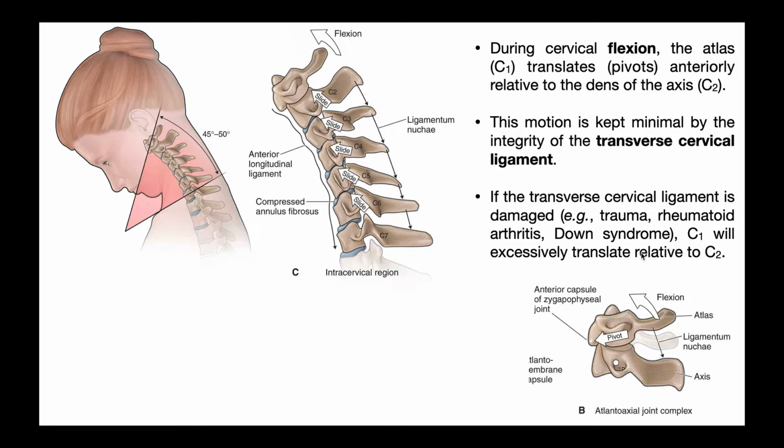And there's several conditions that can happen where the transverse cervical ligament is damaged. It can be an acute trauma, such as a motor vehicle accident. Also, more chronic things like rheumatoid arthritis and even Down syndrome, those are associated with damaged transverse cervical ligaments. Okay? Obviously, these last two occur more chronically and slower than acute trauma. Okay? But you would see excessive translation of the atlas relative to the axis.